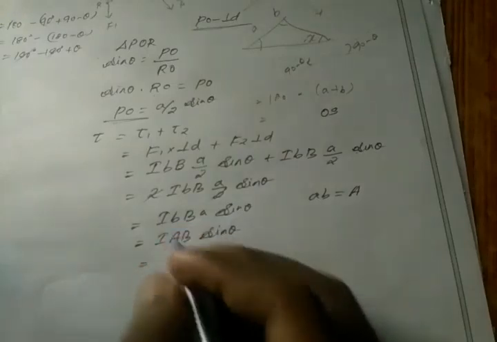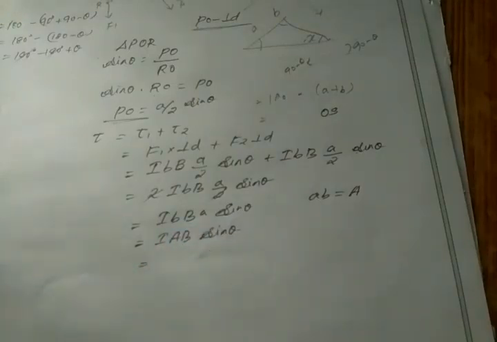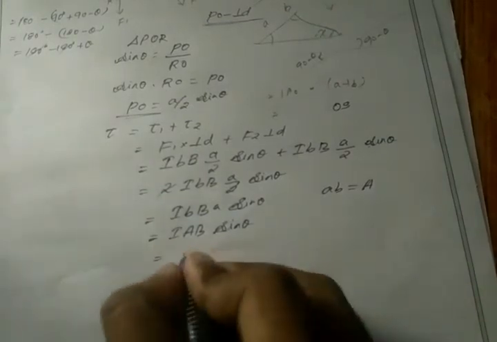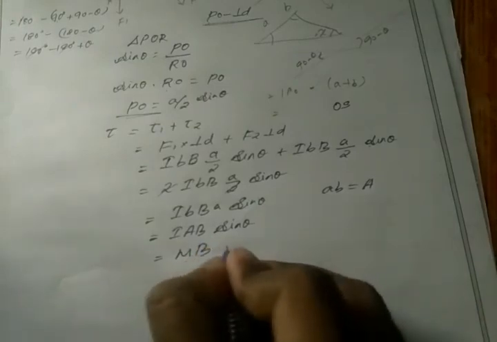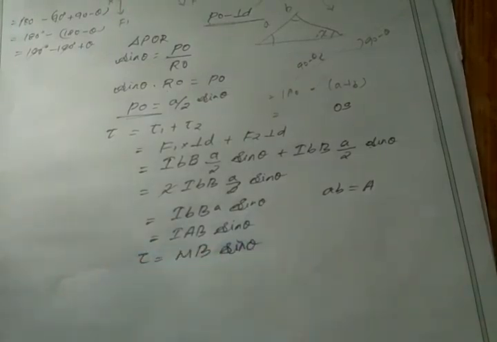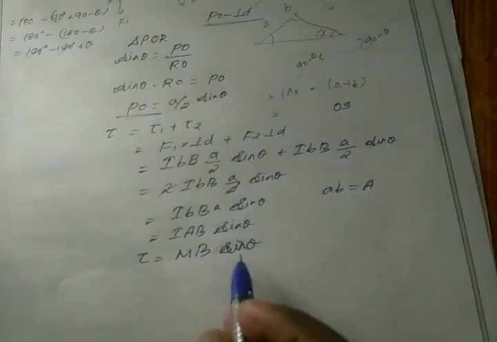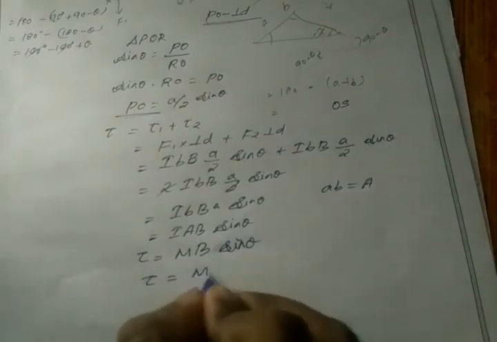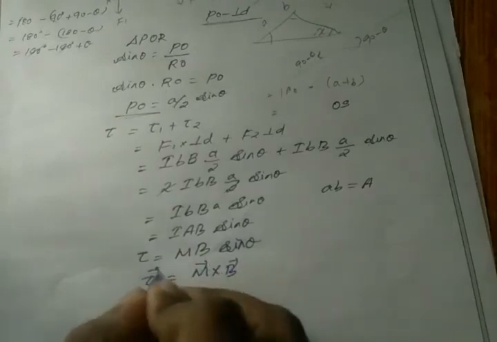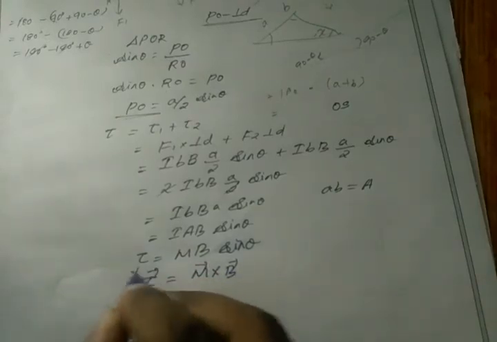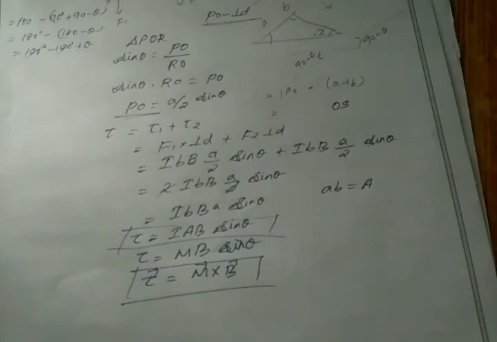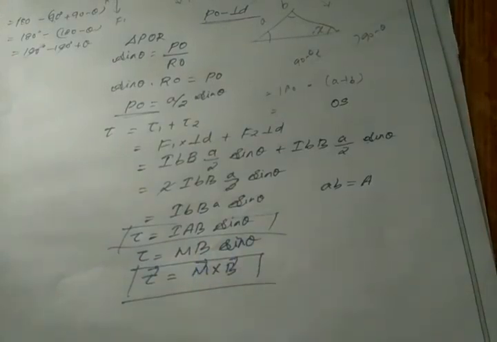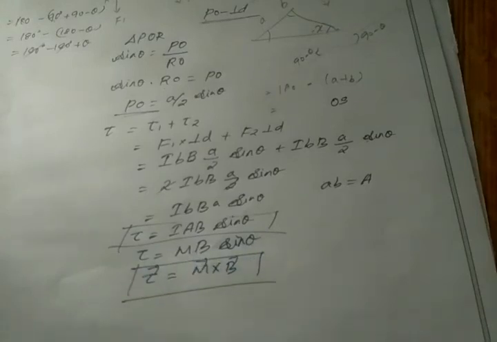Okay. So we can write it as, instead of IA, I take M, the magnetic dipole moment. So MB sine theta. Right. So to remove the sine theta, I can take M cross B. So this is our final answer. Either I can take IAB sine theta, or MB sine theta, or M cross B. Here theta is the angle between the magnetic dipole moment and the magnetic field.